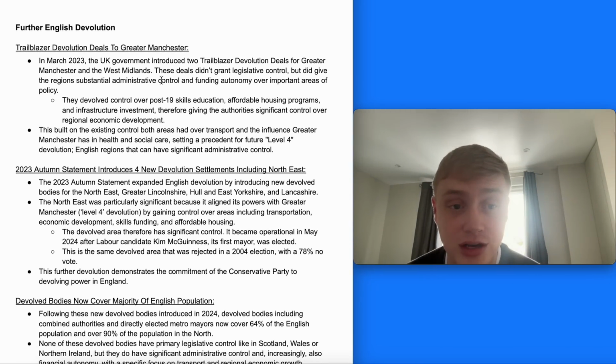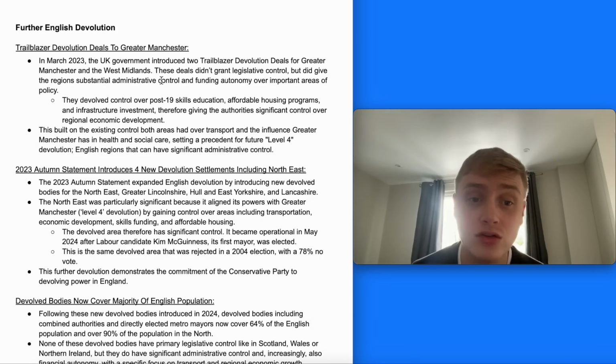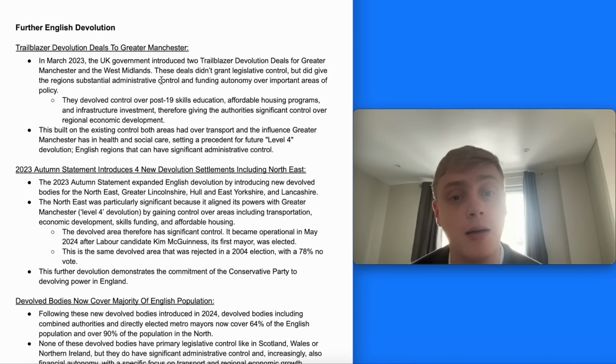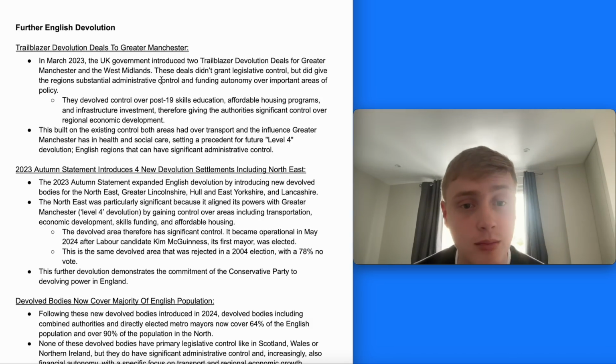In the 2023 autumn statement later, 4 new devolution settlements were introduced, including in the northeast. So it was granted to the northeast, Greater Lincolnshire, Hull and East Yorkshire, and Lancashire. The northeast was particularly significant as it was granted the same powers as Greater Manchester and the West Midlands.